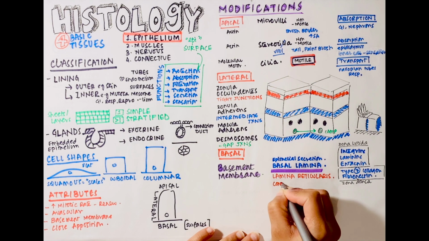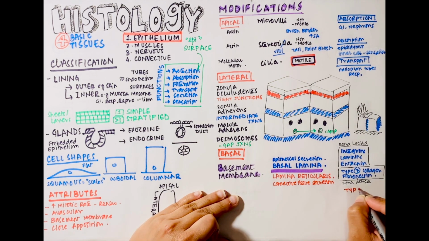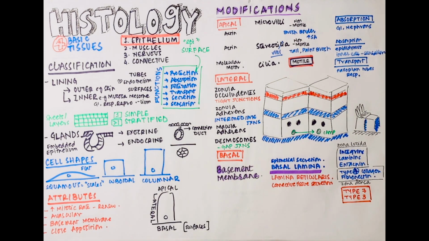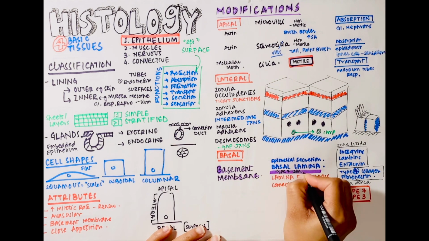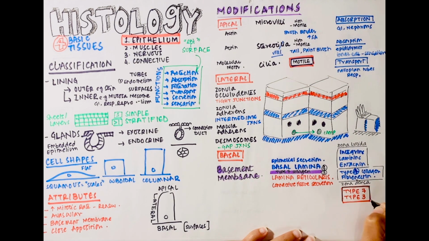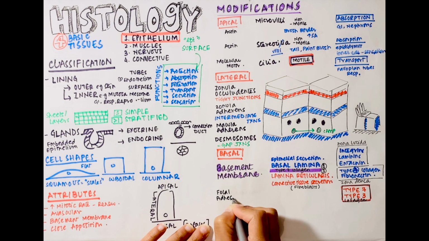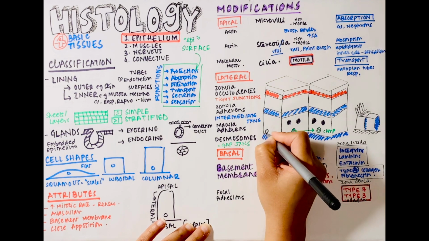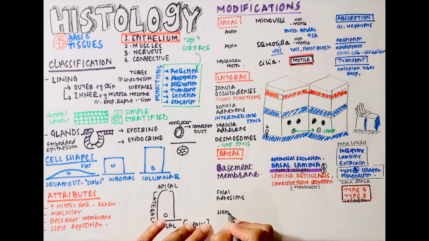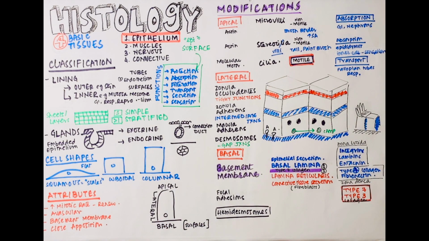The lamina reticularis is secreted by the connective tissue cells, namely the fibroblasts, and this consists of type 7 and type 3 collagen. The function of the type 7 collagen is to keep the type 4 and the type 3 collagen bound together. Lastly, we have the focal adhesions and the hemidesmosomes, which are thumbtacks that kind of push the epithelial cells onto the basement membrane and have them joined up.